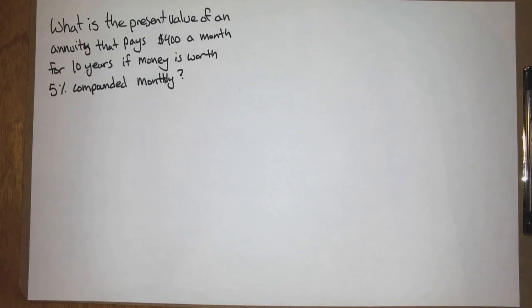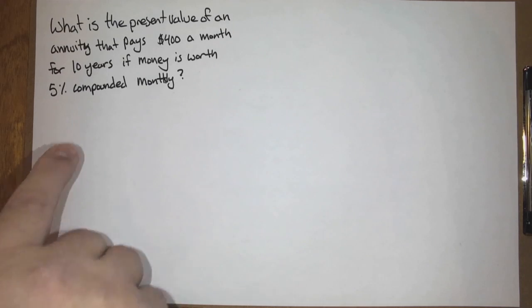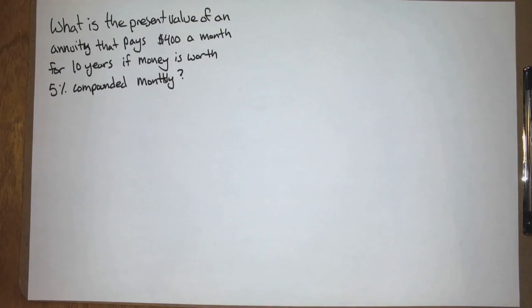First question. What is the present value of an annuity that pays $400 a month for 10 years if money is worth 5% compounded monthly? That's such a strange way to put it. I don't know if I got this phrasing from the book or I'm just not very good at writing words. You should think of it as there's inflation, 5% interest. And sometimes 5% sounds almost pretty good.